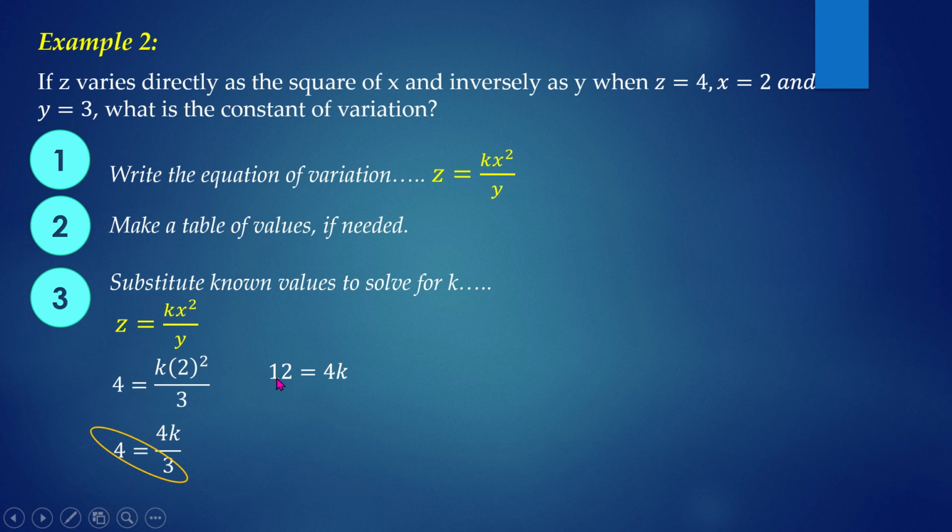So 12, if 12 is equal to 4k, how do you solve for k? Okay, divide by 4. 4k divided by 4 is equal to 12 divided by 4. So 12 divided by 4 is 3. So ang value sa k kay 3.